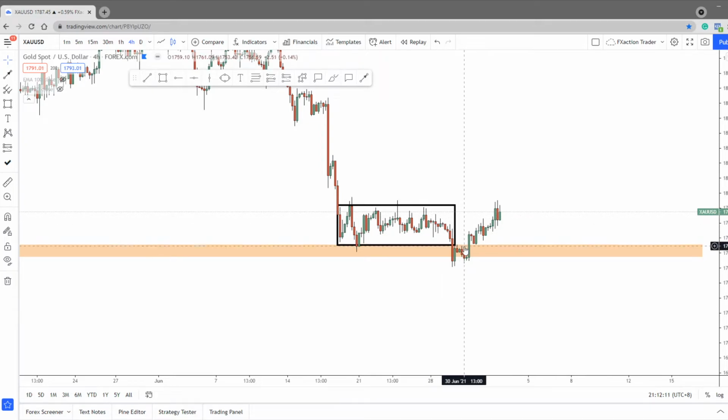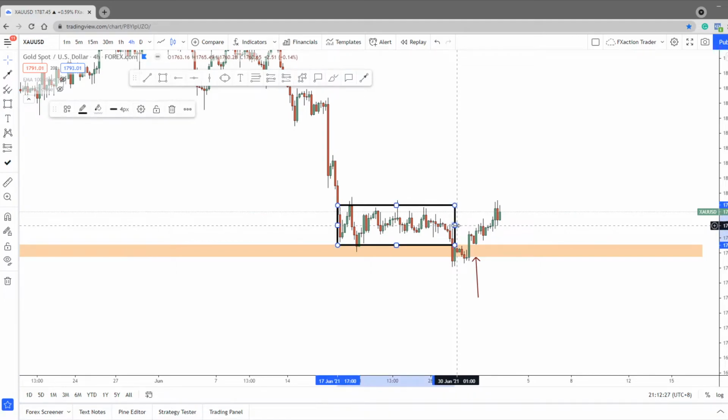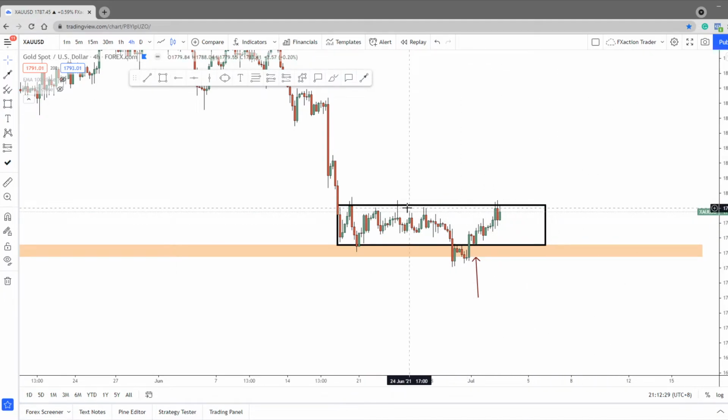The market did a false break below the sideways structure, but it did not manage to break lower than the support zone, and we saw a strong rejection upwards from the support zone. The market is now back in this sideways condition.